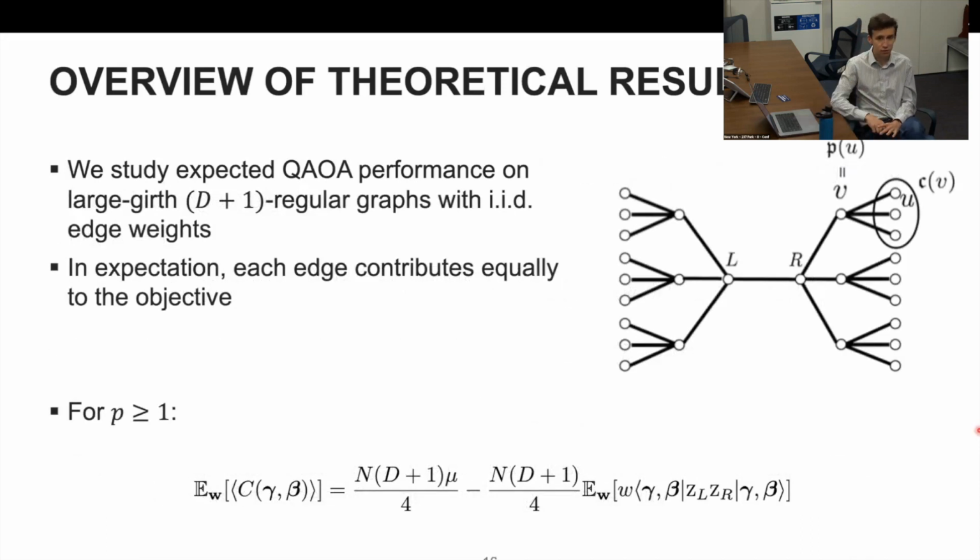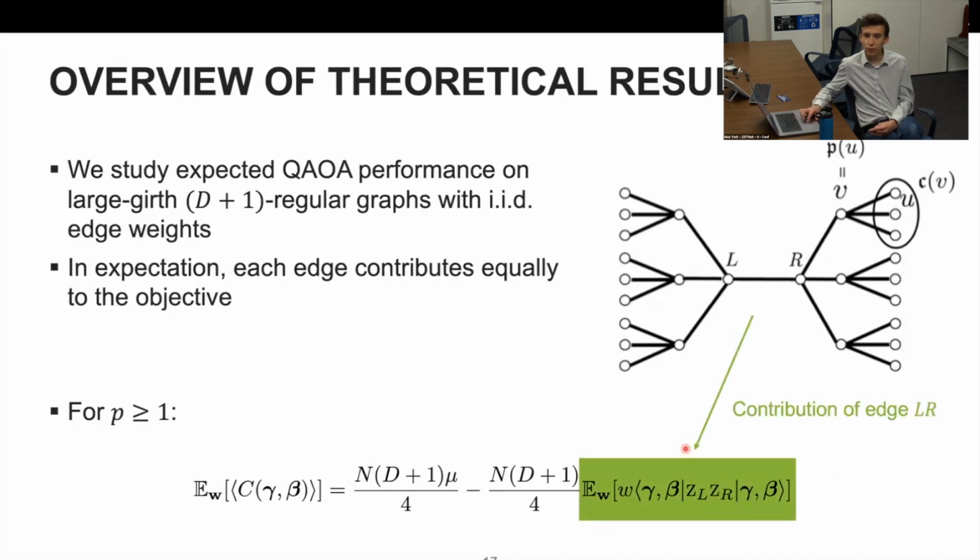Moving on to p greater than 1, so more than one pair of alternating operators, we can decompose our objective in the same way. So we have the random guess component, and then the component that is the sum of contribution of all edges. And these are all equal because for large girth regular graphs, from the point of view of each edge, all QAOA sees is a tree.